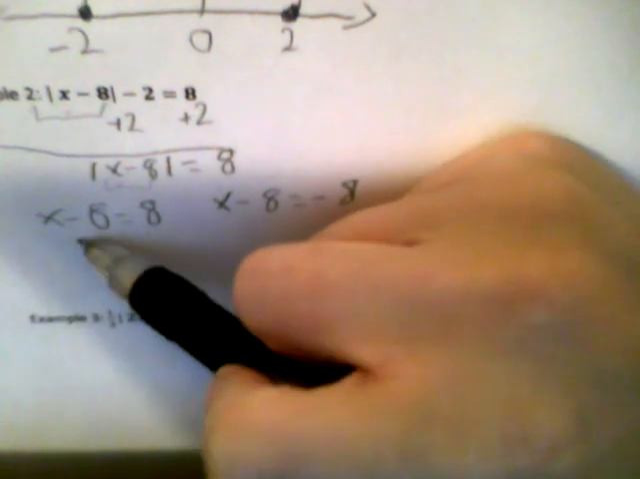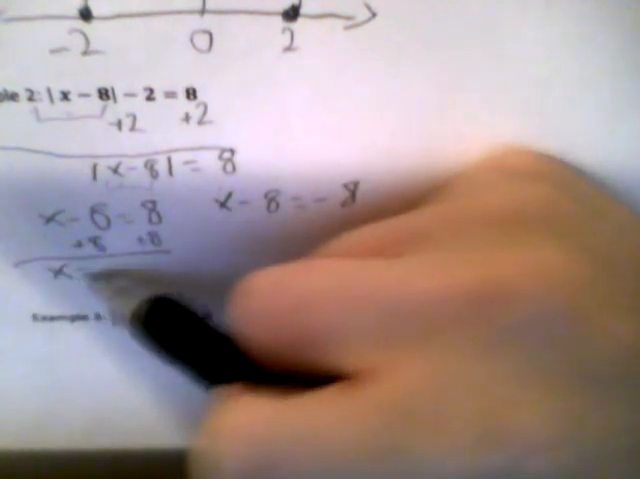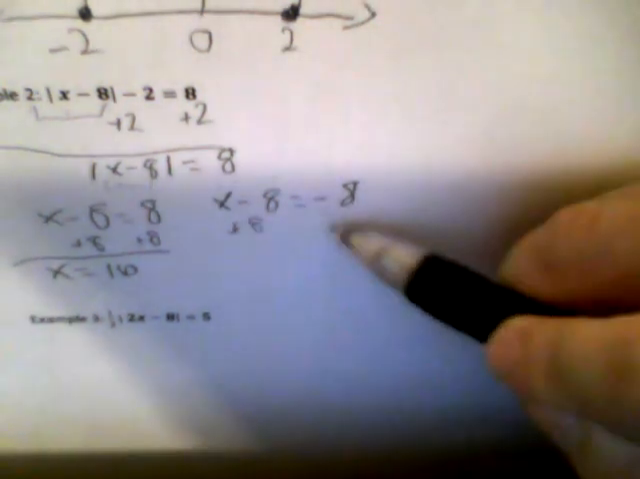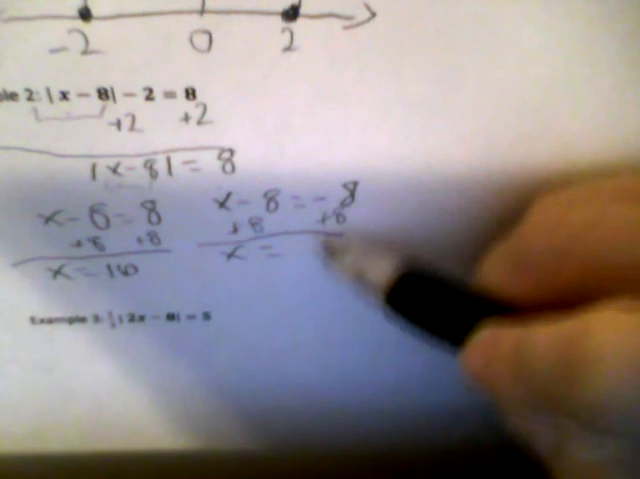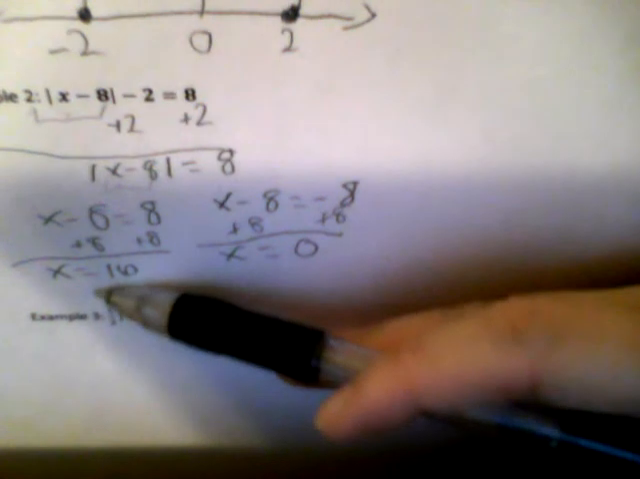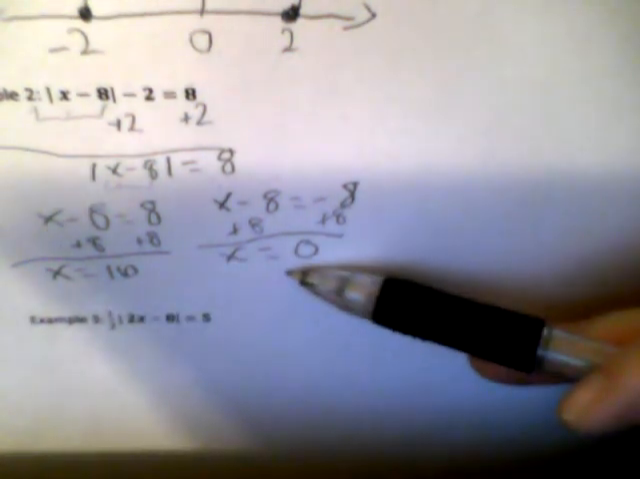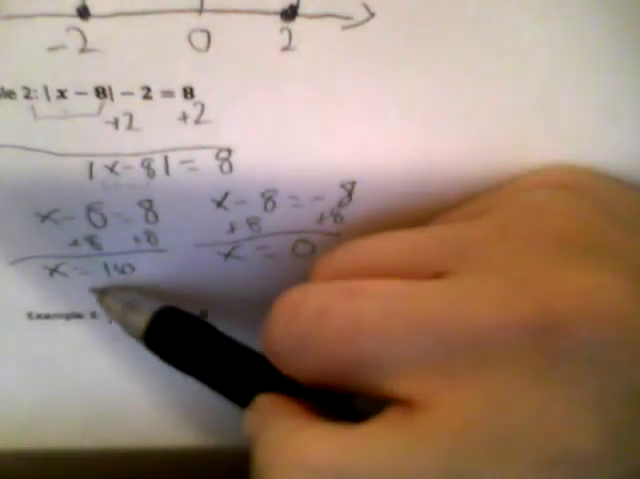Now, to solve this first equation, I just have to add 8 to both sides. So x could be 16. And for my equation x minus 8 is equal to -8, I'm also going to add 8 to both sides. But I get a different x value. I get x is equal to 0. Okay? So now, for my original equation, I actually have two solutions. My one solution is x is equal to 16, but the other solution would be x is equal to 0. So I'm going to go ahead and graph that on my number line.